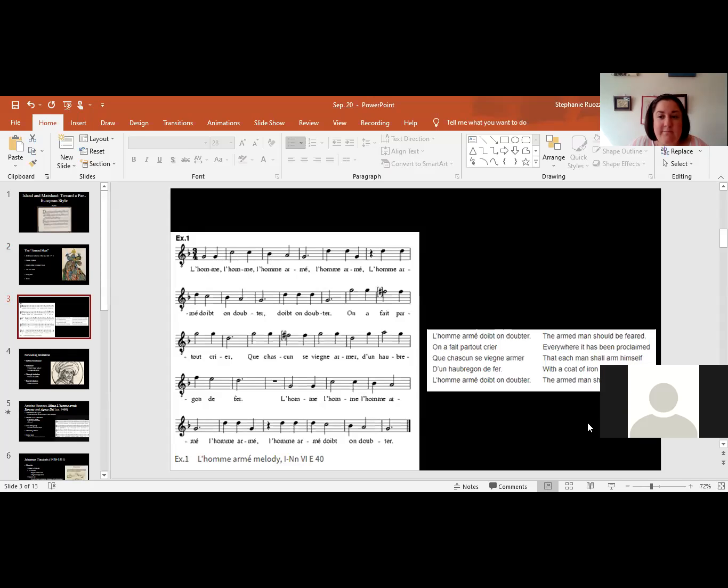The armed man should be feared. Everywhere it has been proclaimed that each man shall arm himself with the coat of iron mail. The armed man should be feared.